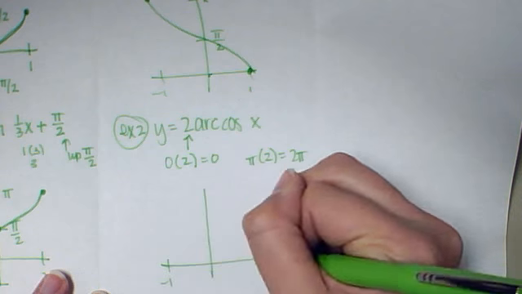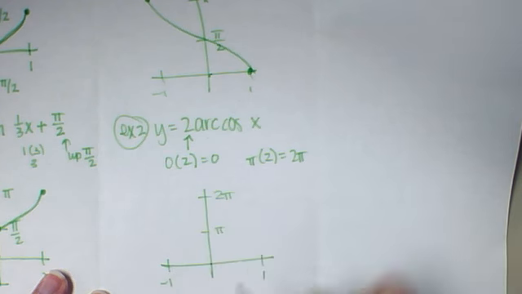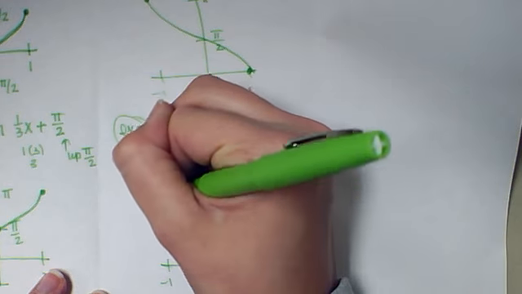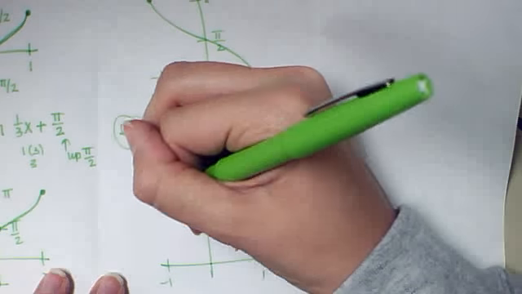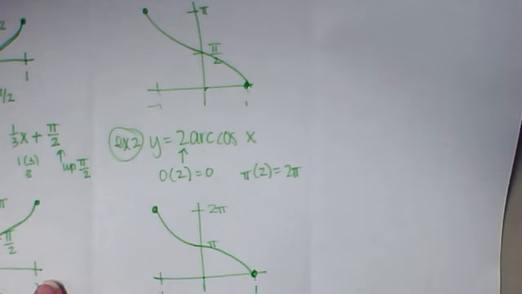Nothing has changed about my -1 and 1. I go from 0 to 2 pi. Halfway in between would be pi. I'm going to start with a mark here and here. And I go right through. Should look very similar here.